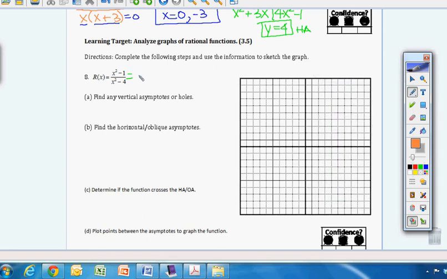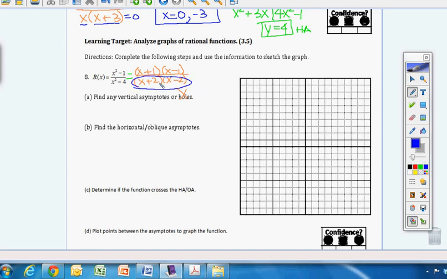We're going to factor this. So both of these are difference of squares. So I have x plus 1, x minus 1 over x plus 2 and x minus 2. And you'll see that we can't cancel anything out. So we have no holes, but we are going to have some asymptotes. So we're going to take our denominator and set it equal to 0 to solve for our vertical asymptotes. So x equals negative 2 and positive 2. All right, bear with me on these because it's a little difficult to draw these straight lines on this Mimeo.